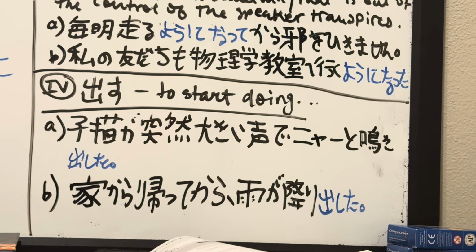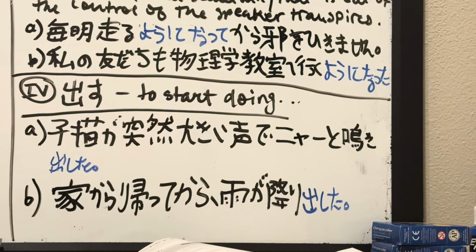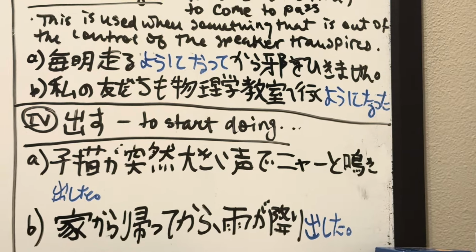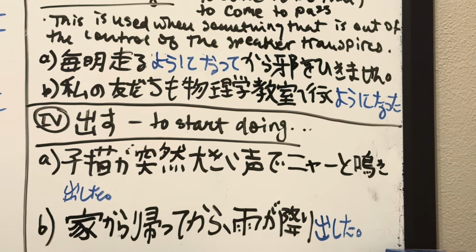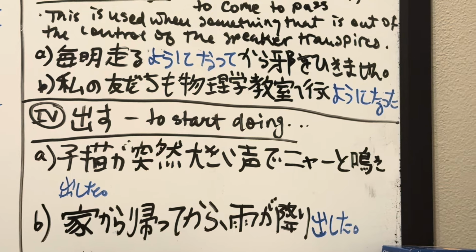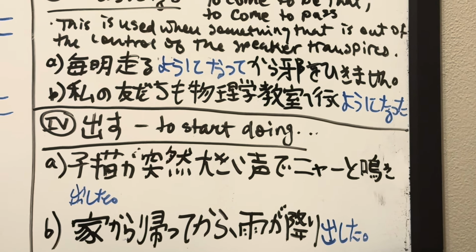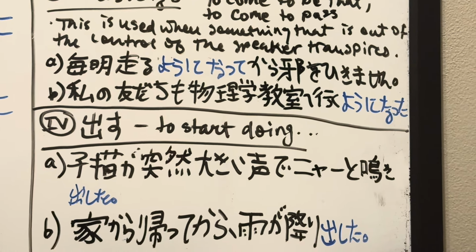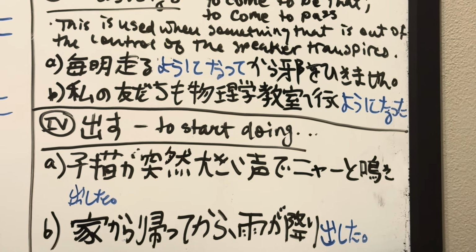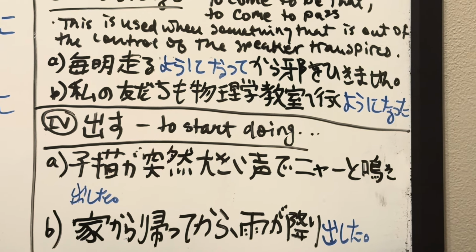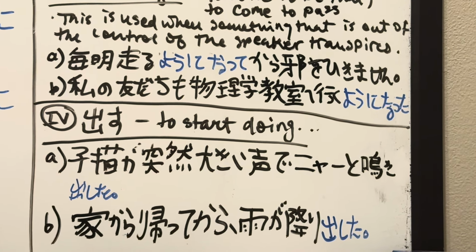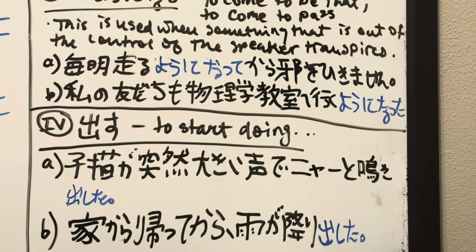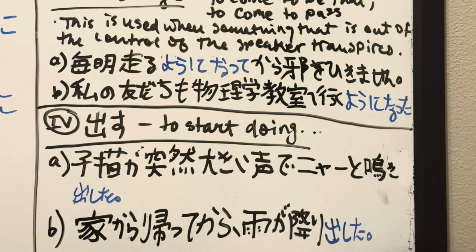Nyato, to meow. Thanks Google Translate. Nyato, nakidashita, began to cry. So, but the full phrase of to meow is nyato naku. So to cry, or to meow, or to make a sound. Naku is kind of this multi-tool word for an animal making some sound in some cases. You can also use it with birds. So tori ga nakidashita, the bird started to crow, that kind of thing.